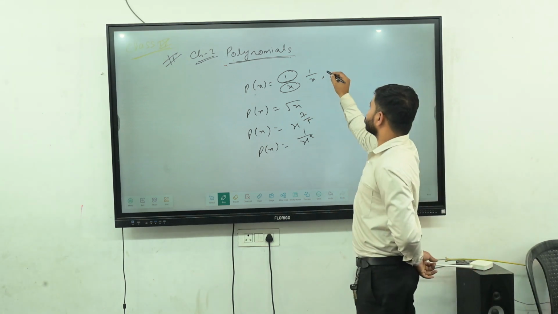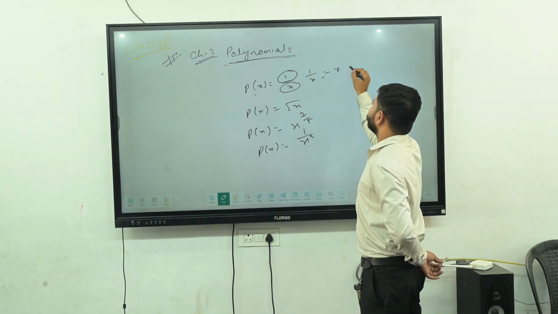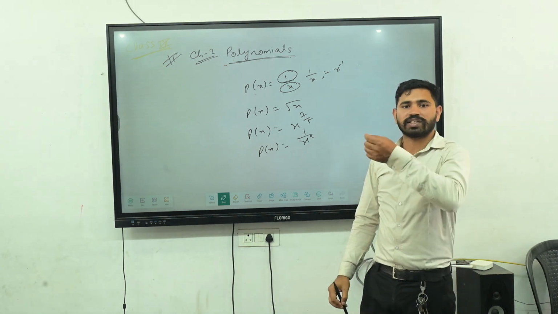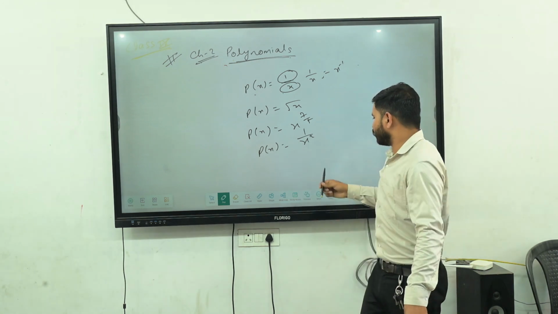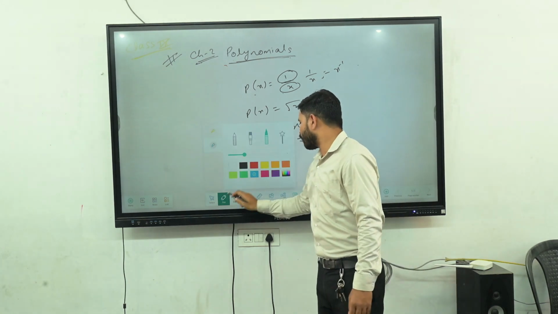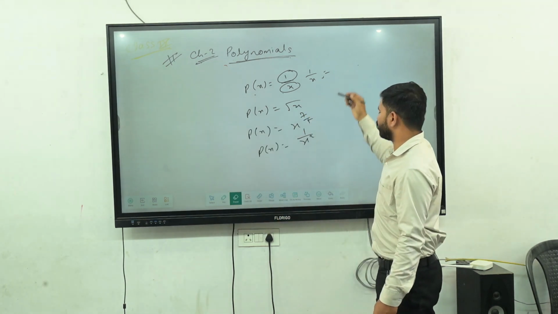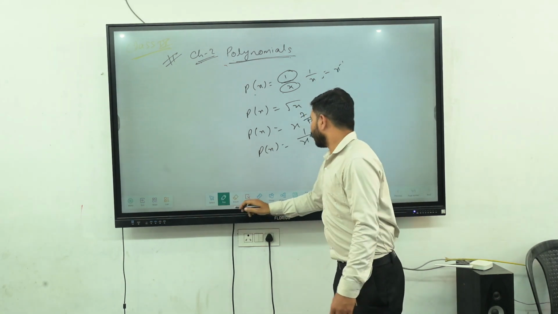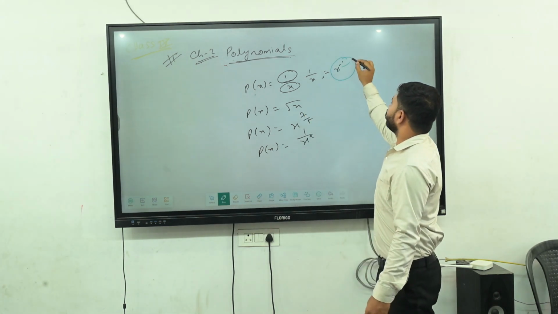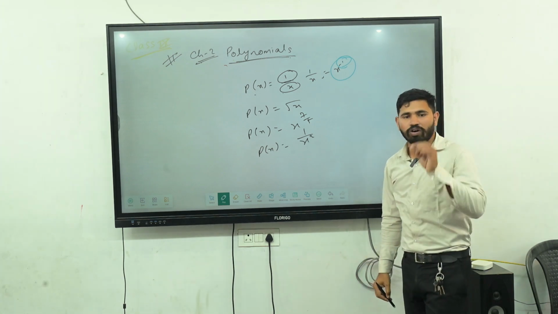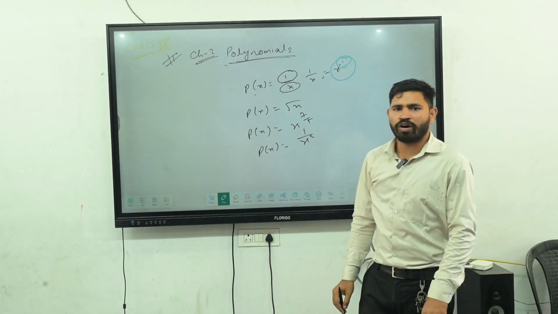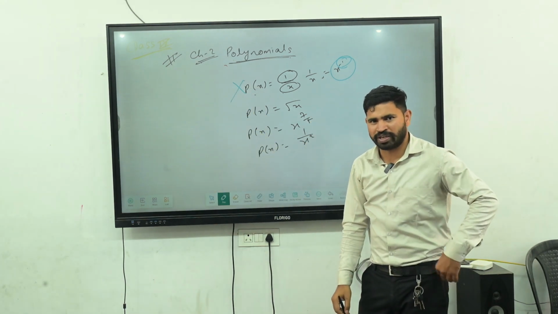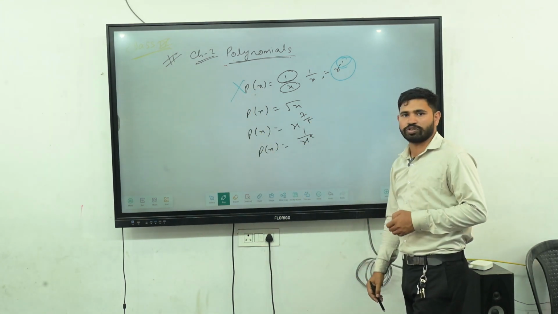But when we represent this term 1/x, we can write it as x to the power minus 1. We clearly see that the power of the variable is minus 1. That is not a whole number. It is an integer but not a whole number. That's why p(x) = 1/x is not a polynomial. See the second example, p(x) = √x.